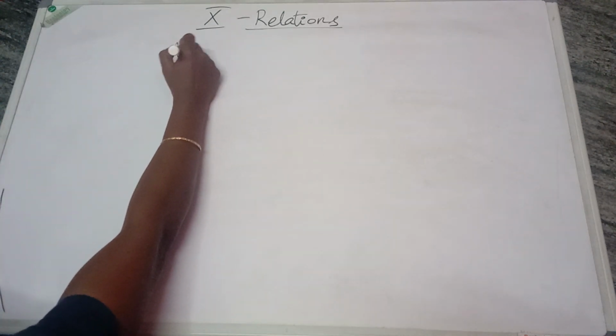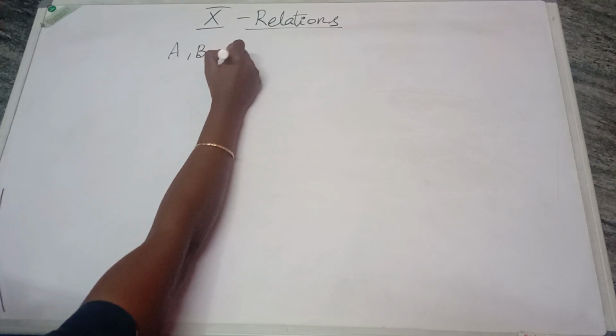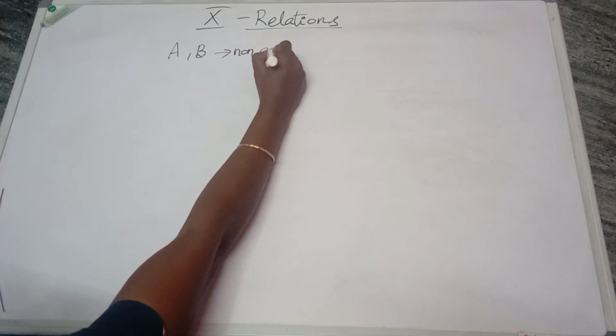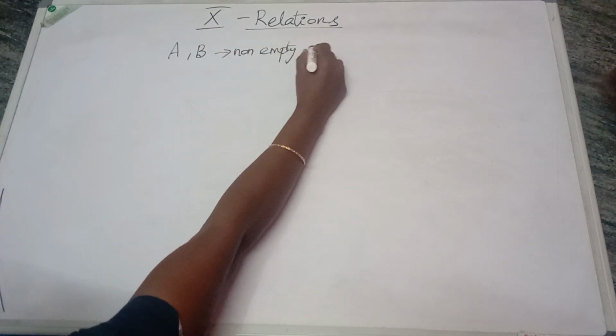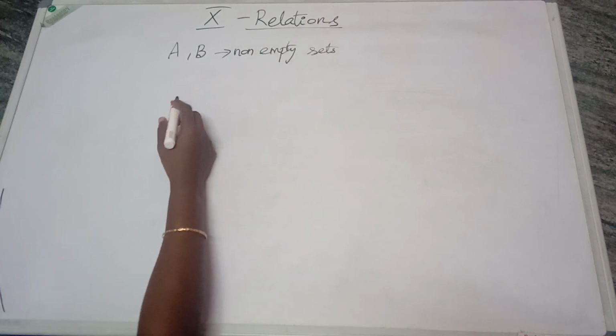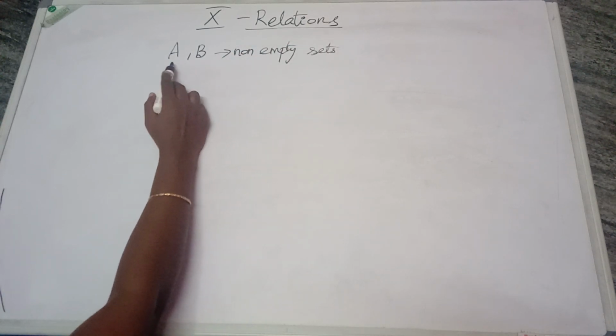In this video, we are going to see about relations from 10th standard Samacheer Maths. Here we are going to define relation. For that, we have to take two non-empty sets A and B. A and B are non-empty sets, two non-empty sets, and then a relation R.